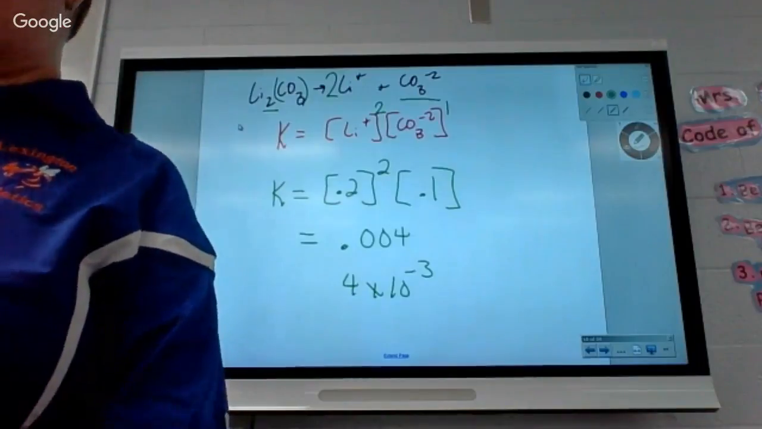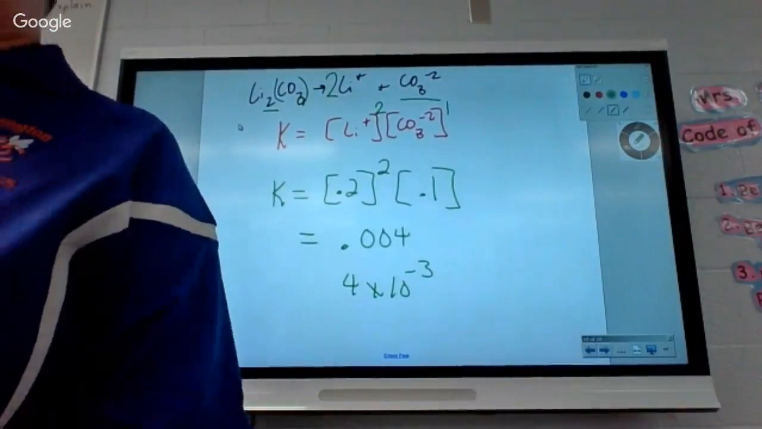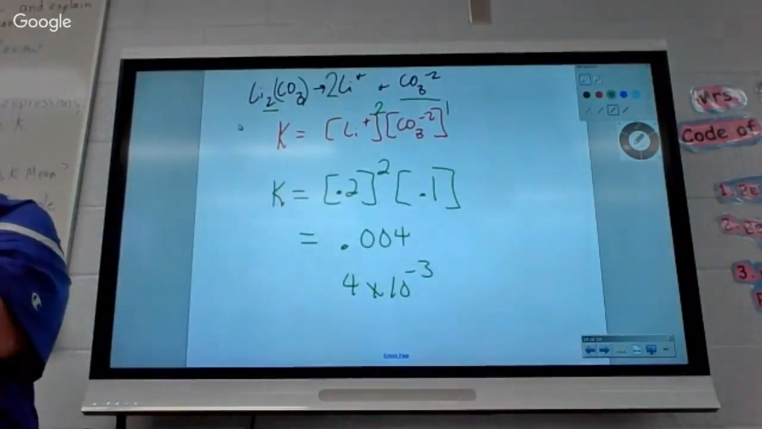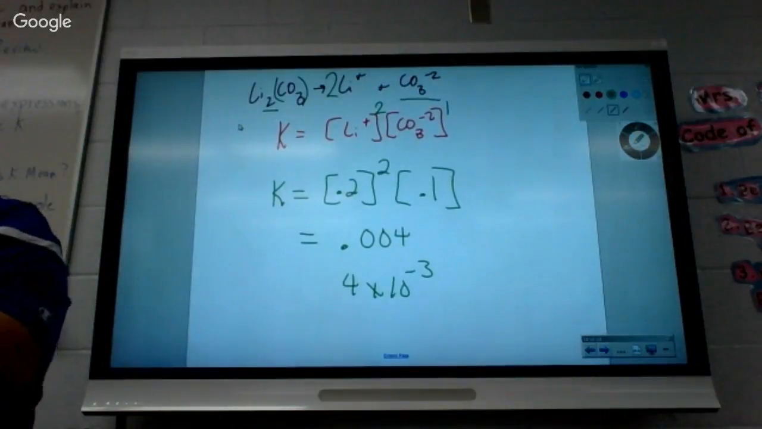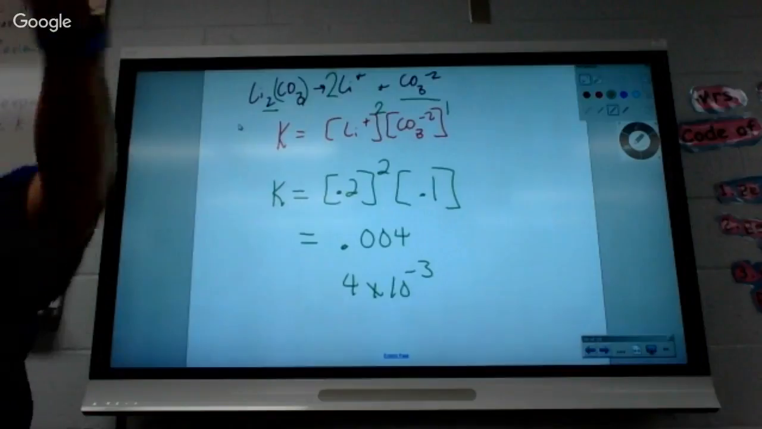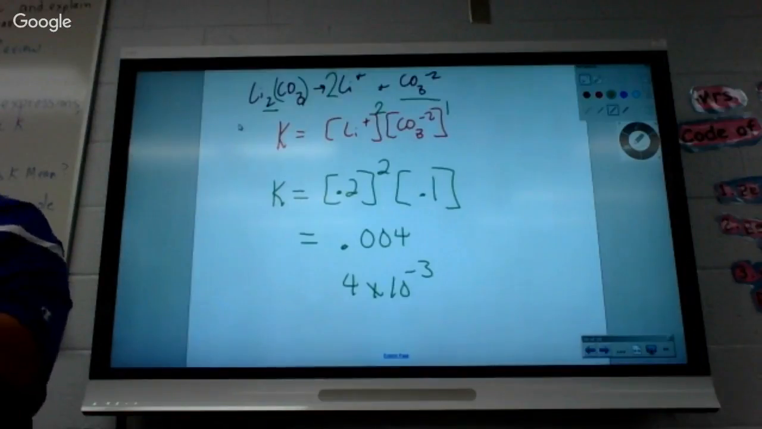Anybody else? Question on how to calculate K? Anybody? Move over there. Take your stuff. You've been banished to that side of the room. On Monday, stay over there.